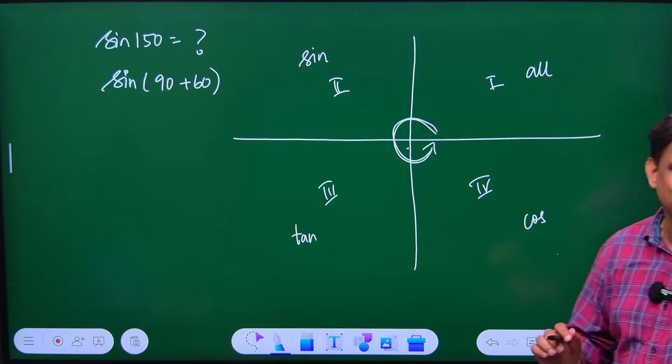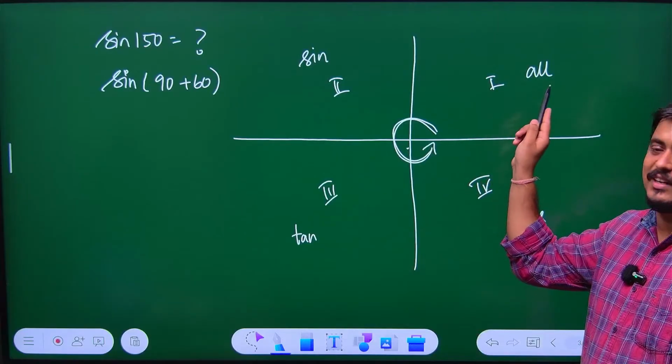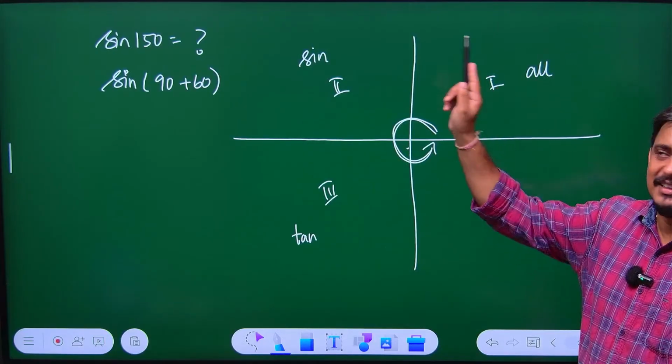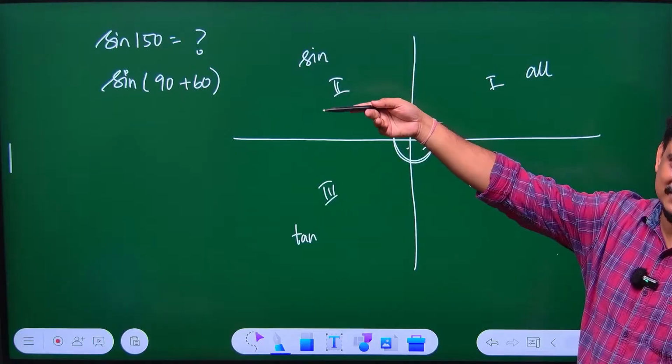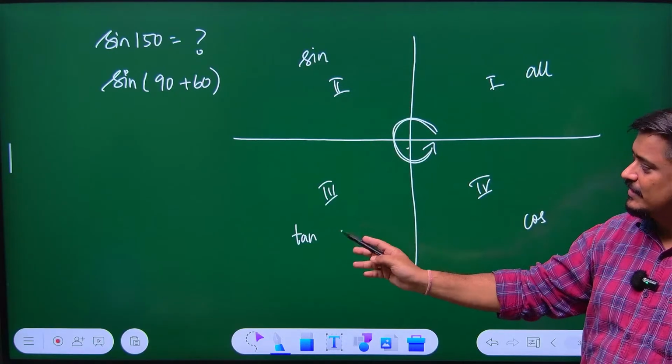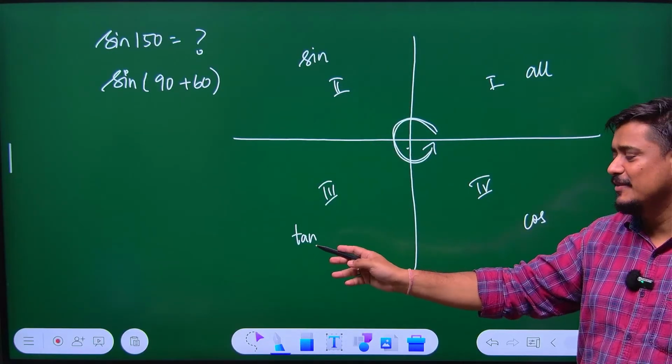Anything. Ultimately, you have to remember, the first quadrant is A. A means all. School or silver means sine. Tea or T means tan.